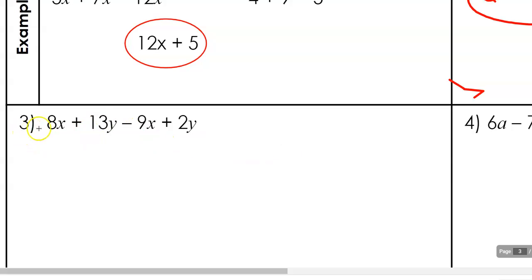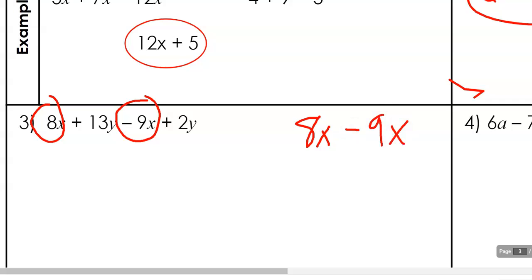Okay, so in this algebraic expression, your like terms are going to be the 8x, positive 8x, and a negative, or you can say minus 9x. So we can write that out to the side. We have 8x minus 9x. And this is going to be a -1x or just -x, okay? All right.